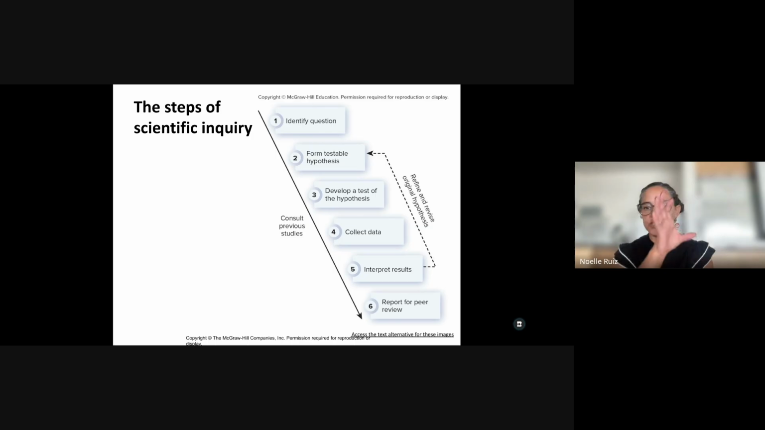So this is just a general concept map, like a flow map. You don't have to write this down. We just wrote them all down. But this is just kind of a concept map. Identify a question, form your testable hypothesis, develop a test and actually test it, collect your data, interpret results. Your data either supports or rejects your original hypothesis. And then in the end, scientists report for their peers to review. See if they did the test in the same way, see if there's any bias, things like that.